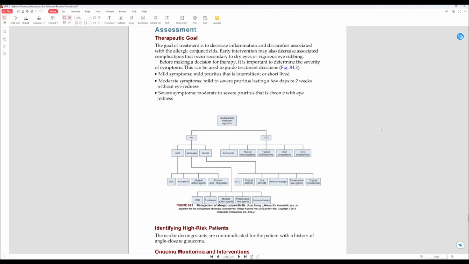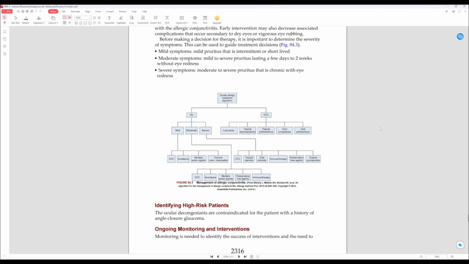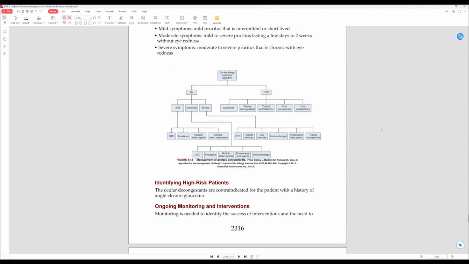So, mild symptoms are a mild pruritus that is intermittent or short-lived. Moderate symptoms are mild to severe pruritus lasting a few days to 2 weeks without redness, or eye redness rather. Severe symptoms are moderate to severe pruritus with eye redness. So here's a good spot to hit pause and see the management of allergic conjunctivitis in terms of a picture version breakdown.